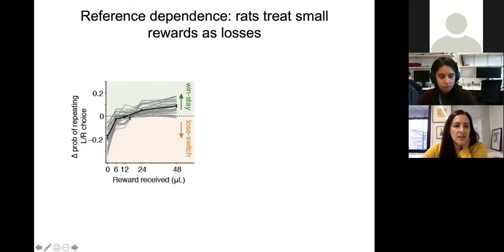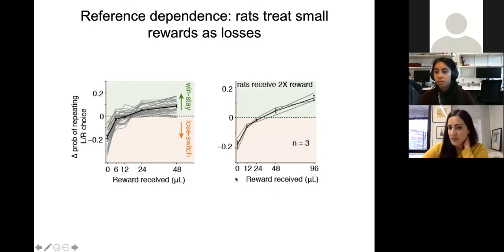What's interesting is that this curve crosses 0 at 12, right? So if the animal's getting 6 or 12, they're more likely to switch to the other side, which suggests that they're treating those values as being in the loss domain. You might worry that the solenoids are unreliable at those volumes. So for 3 rats, for their lifetime, they received rewards that were all doubled, from 12 to 96. Now they're switching after 12 or 24 microliters. So it seems they're subjectively treating these different rewards as losses relative to the average.